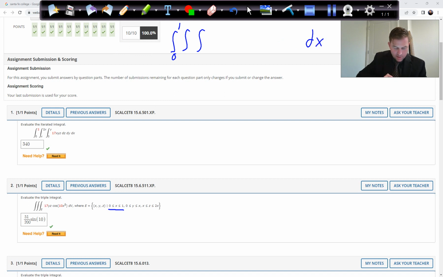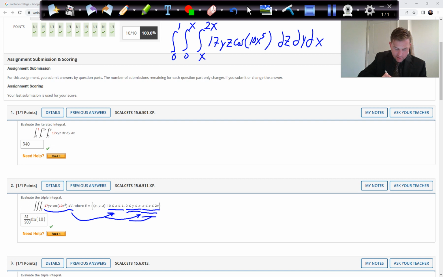Okay, and then it just so happens that this is not always the case. The second variable we're going to use is y, so it goes from 0 to x, so we're going to go with dy. And then the last one is going to be dz. Notice it's the last one I'm tackling, but it's actually the first one we're going to do. So it's going to go from x to 2x. And the function they want is this: 17 yz cosine of 10x to the 5th. And dV in this case is just the dx, dy, dz that we have, or dz, dy, dx in the proper order.